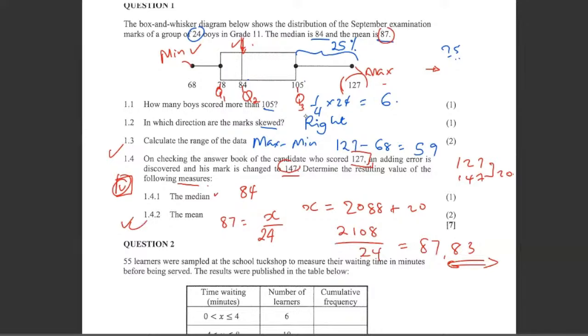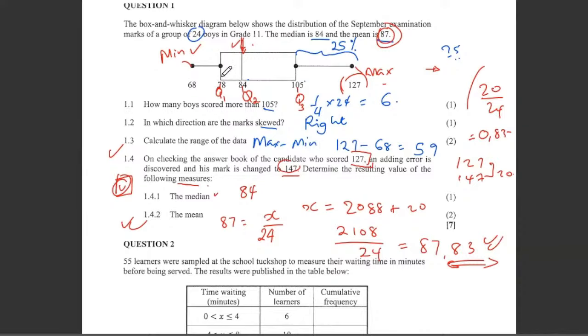Or you can just get the increment, which is 20. If you get 20, you divide it by 24, because this is the extra number of marks. Then you get 0.83333, and then you add it to the mean, which will give you just the same answer, okay? That would have been the quickest approach.